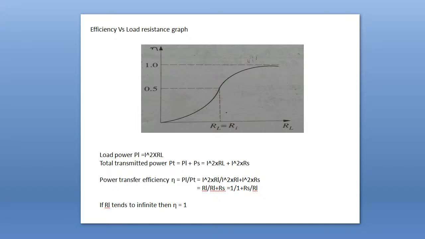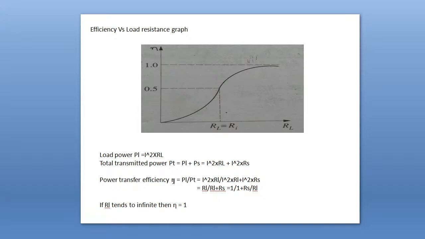But if you see the variation of power transfer efficiency versus load resistance, you will see this is an exponential curve, and in this exponential curve, power transfer efficiency becomes 1 when load resistance tends to infinity. You see the calculation part here.